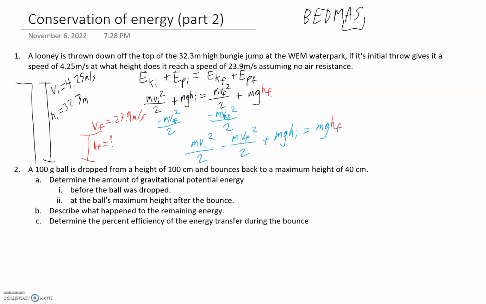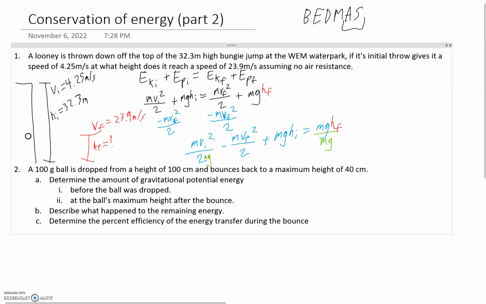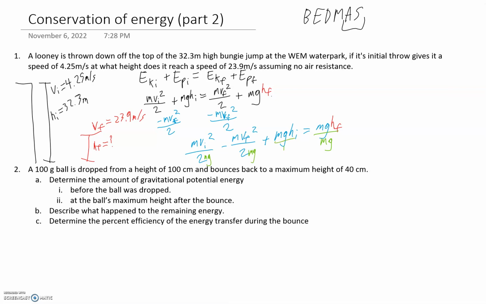So now what we have to do is divide by mg on both sides, and on all parts over here, but you'll notice that these will all cancel, so that's good. The m's will cancel over here, so that's good because we weren't even given the mass of a loonie to begin with. So what we're going to be left with is hf equals vi squared over 2g minus vf squared over 2g plus hi.